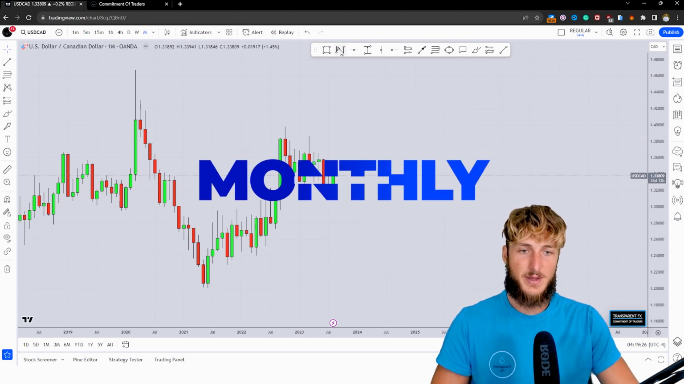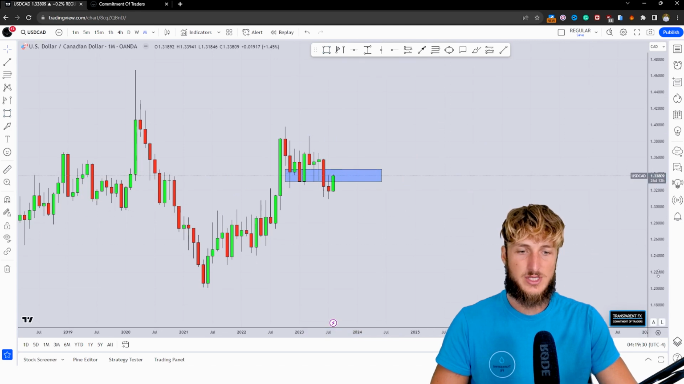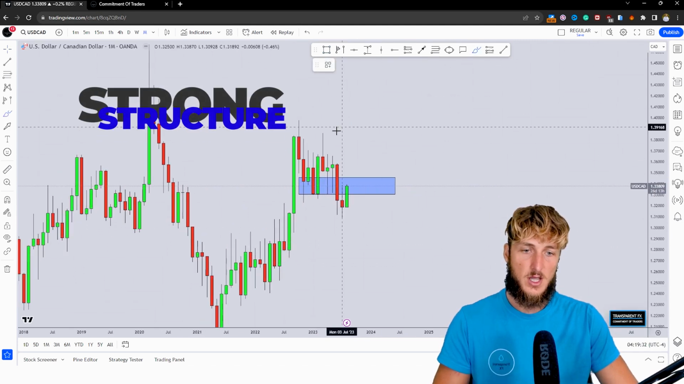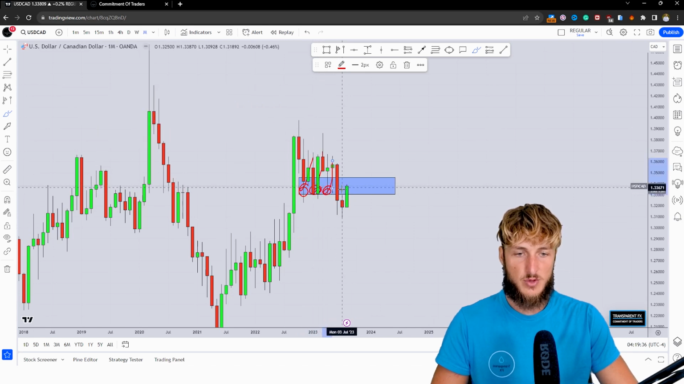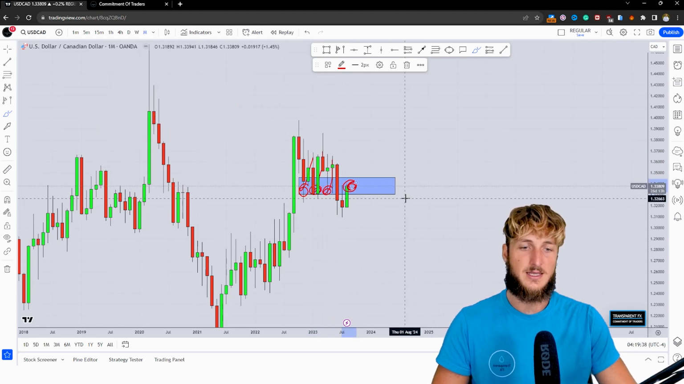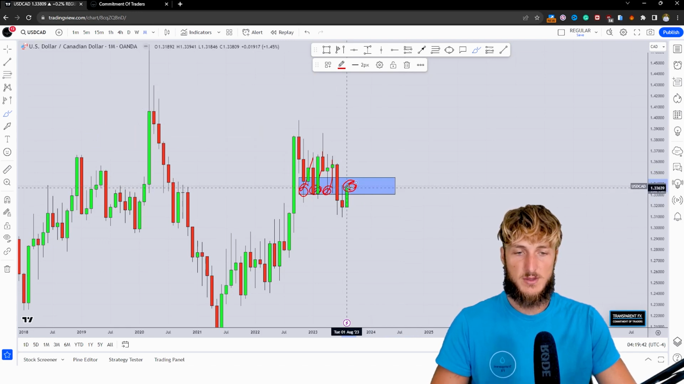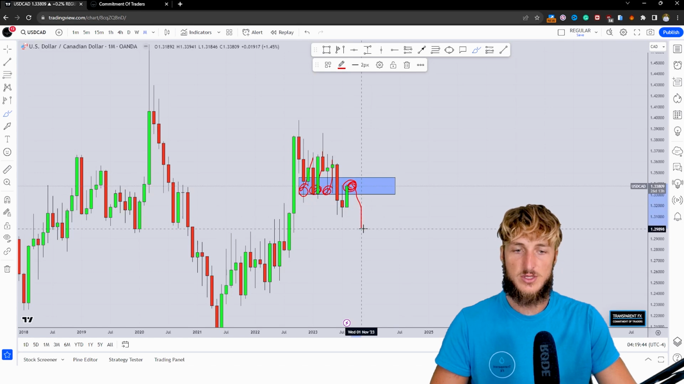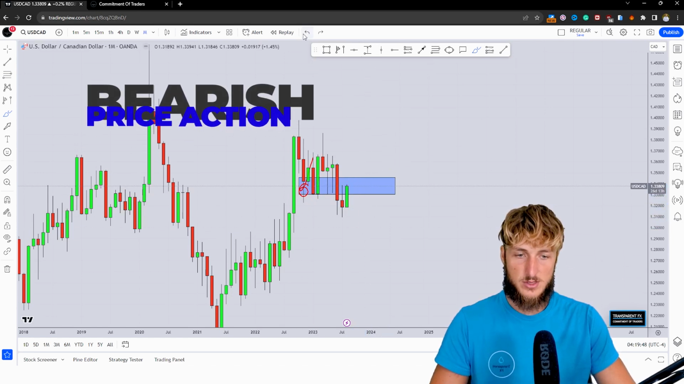Now, starting from the monthly time frame, what we can see is that at the moment we have a market which is testing quite significant previous monthly support from which all these moves to the upside were created, which is currently acting as resistance. Now, until the market will remain below this previous monthly support and resistance, we could expect more potential bearish development away from this zone.